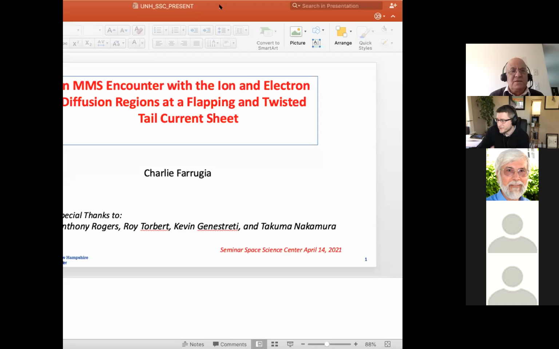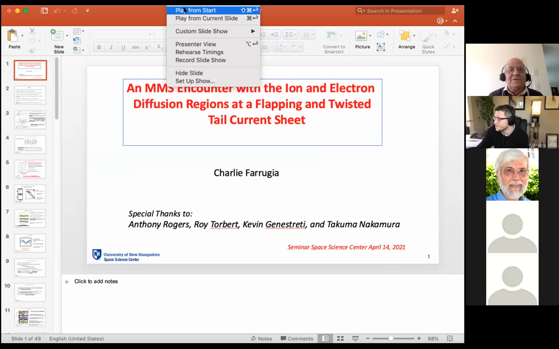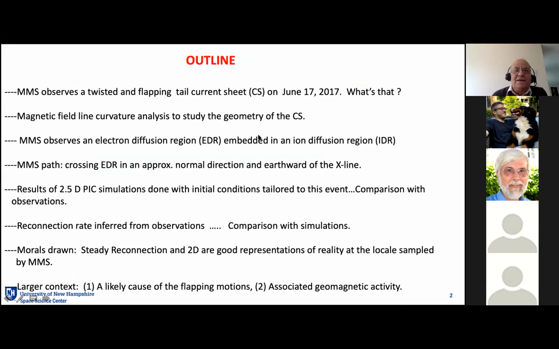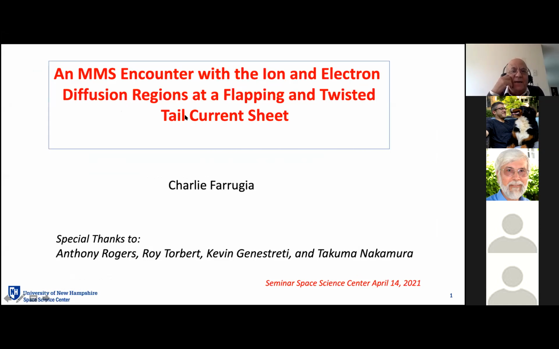Oh, thanks, Kevin. I hope you can hear me well. Just fine, yeah. So the subject of my talk today is to discuss an encounter by MMS at a flapping and twisted tail current sheet of the ion and electron diffusion region. I would like, first of all, to give special thanks to Anthony Rogers, Roy Torbert, Kevin, and Takuma, who were main co-authors in the paper on which this talk is based.